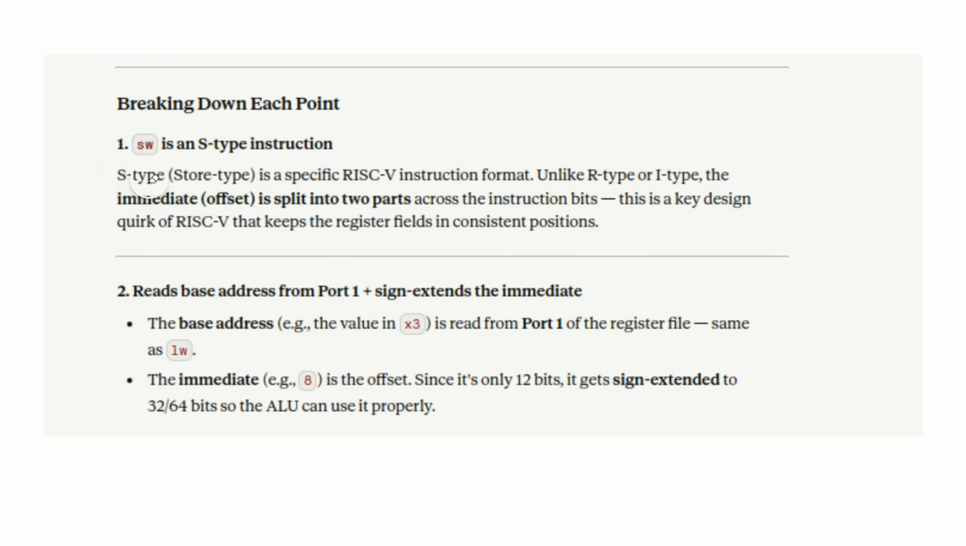Now guys, S type is a specific RISC-V instruction format, unlike R type or I type. The immediate offset is split into two parts. We know they are split into two parts. This is the key design choice of RISC-V that keeps the register fields in the same place.